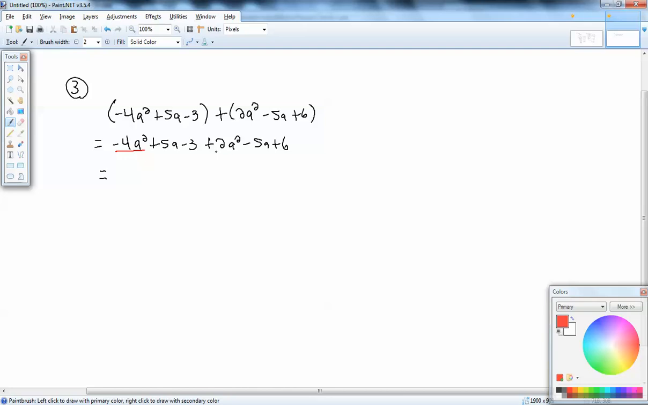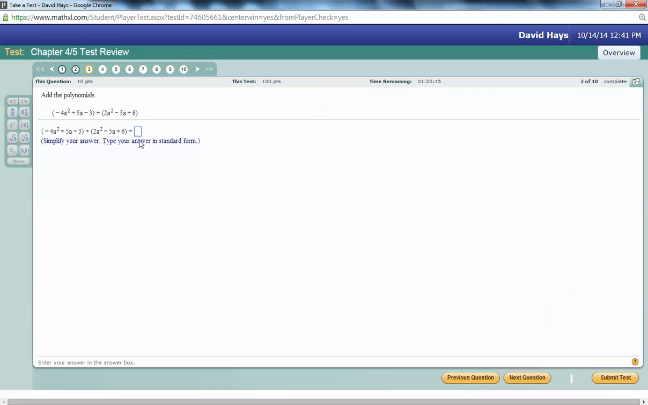Like terms, same variable to the same power. Here's an a squared, and here's an a squared. And we'll add or subtract the numbers that are in front. In this case, negative 4 plus 2 gives us negative 2a squared. Here's an a, and here's an a. And 5a minus 5a cancels away, so that's gone. And then here's a negative 3, and here's a positive 6, which gives us a plus 3. And that's our answer. So negative 2a squared plus 3.